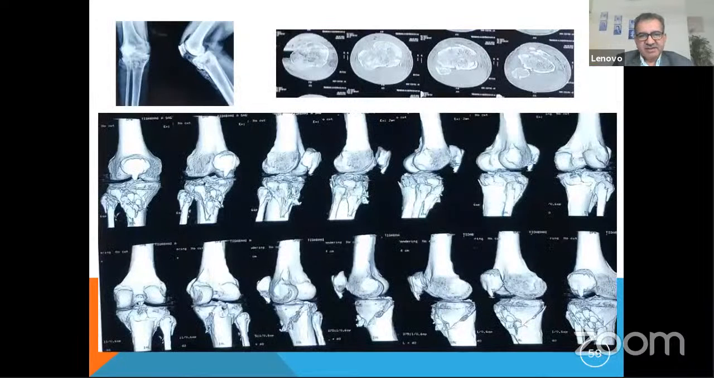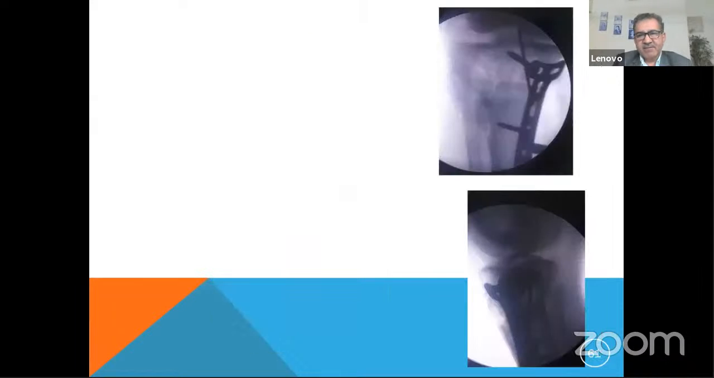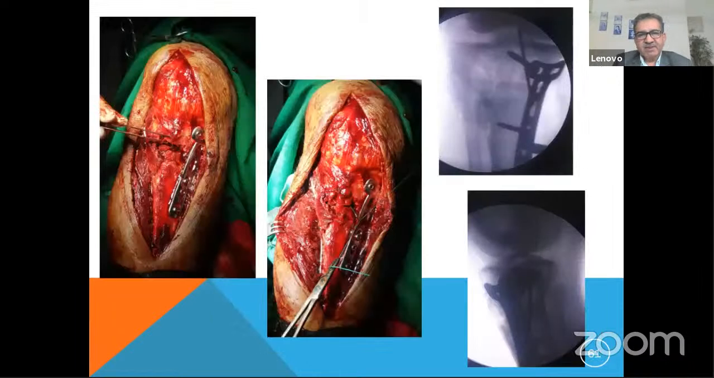This is my case. This is a hyperextension injury, and you can see that everything is in front. There is nothing posteriorly. Here the patellar tendon was also torn, but there is a lot of ecchymosis around the infrapatellar region and tense skin. So a temporary external fixator is always the best option. So we waited for 10 days and then we went for a midline approach. And this is how we approach it.